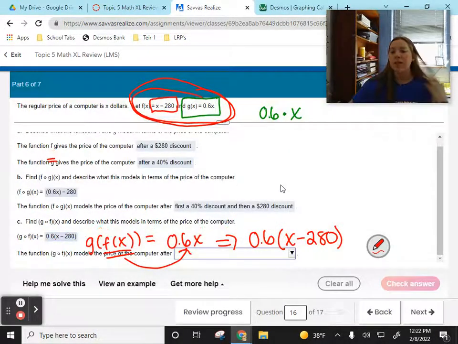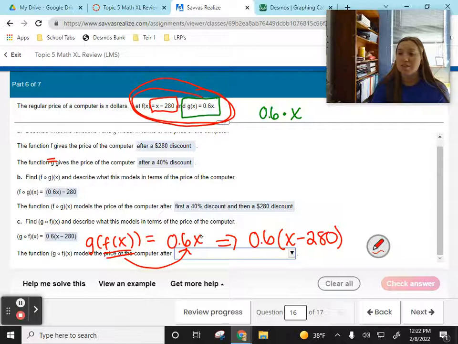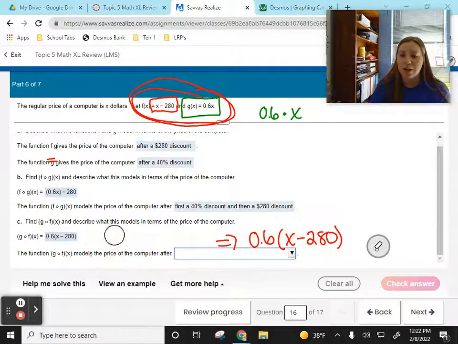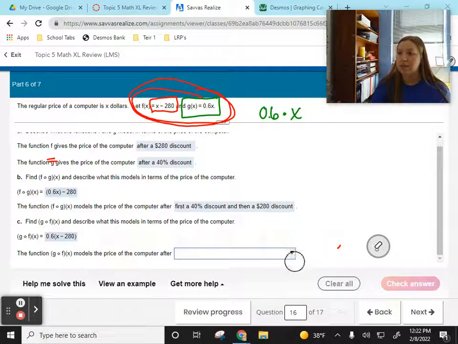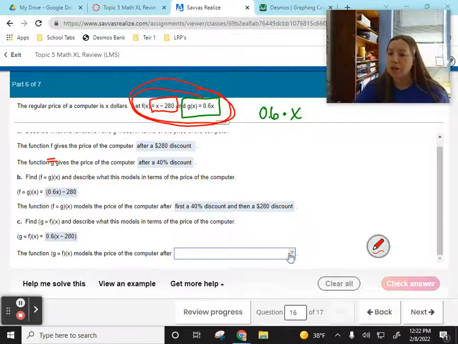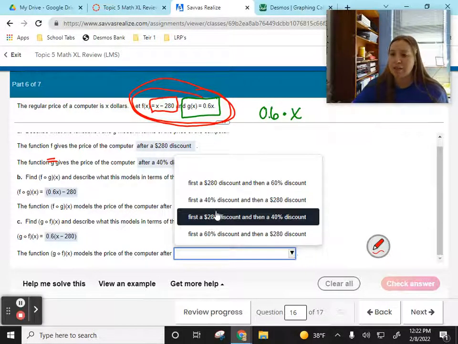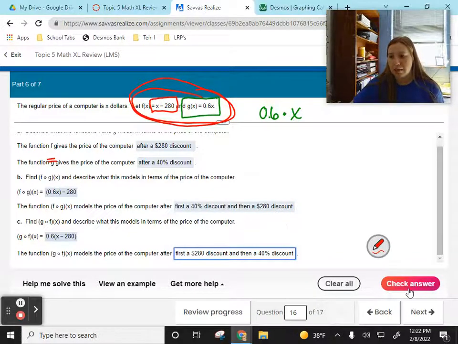Yeah. So now what are we doing first? Well, look, x minus 280 is stuck in our parentheses. That's the first operation that has to go on when we're talking about simplifying that problem. So our $280 discount is applied first, and then we're taking 40% off of that.